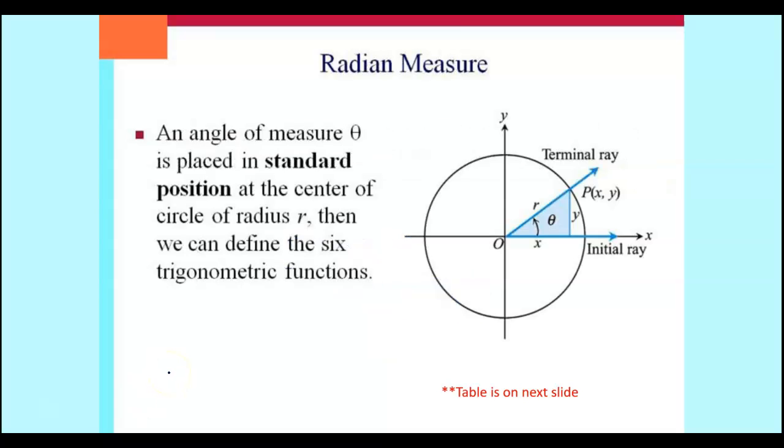All right. So an angle of measure theta is in standard position at the center of a circle. So we say that the initial side is the x-axis and the terminal side is the angle. We can use that to identify the trig functions. You always have the terminal coming from the x-axis. So even here in this description, the terminal side is this right here.